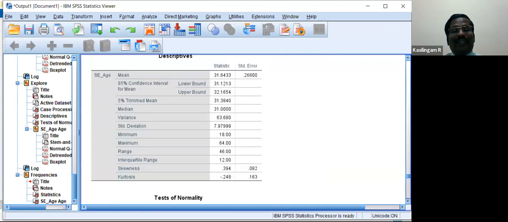When you look at the trimmed mean, if there is not much change between the mean and the trimmed mean, right? It means there are not many extreme values. There is a small change. But when there is a big change between the mean and the trimmed mean, then we can come to a conclusion that there are very large extreme values. Okay, so that is the inference we can derive by looking at the mean and trimmed mean.